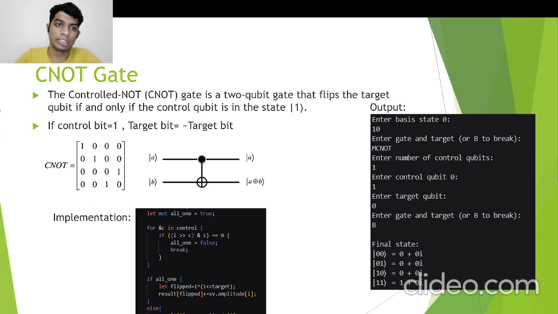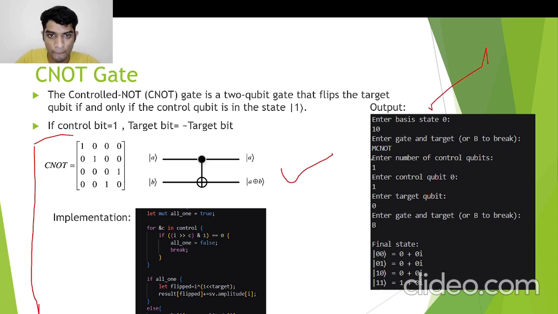The first and foremost gate is the CNOT gate. It flips the target bit only when the control bit is 1. This is the corresponding matrix and its implementation. This is the circuit diagram of the controlled-NOT gate, and this is the example output. The CNOT gate along with the H gate helps us form a Bell state, which is an important state also used to form entanglement.